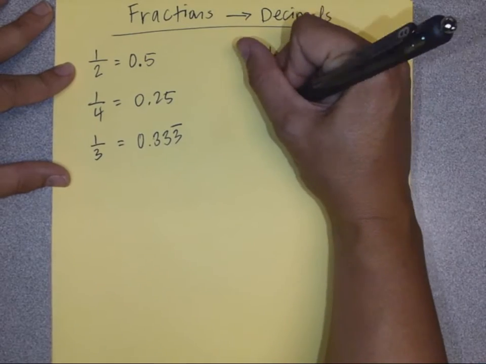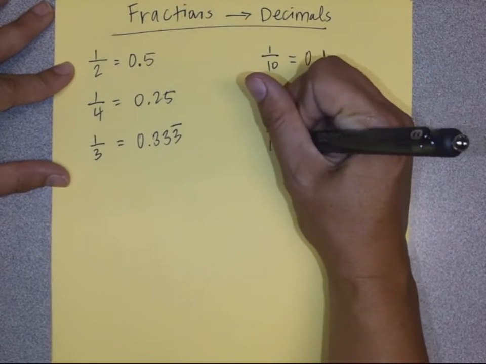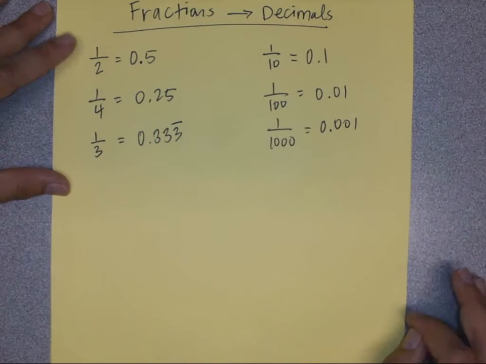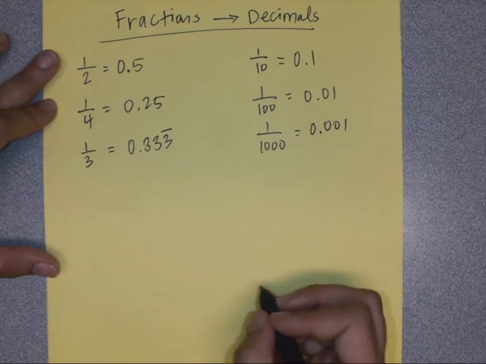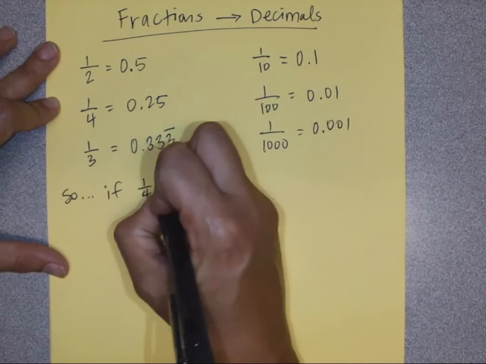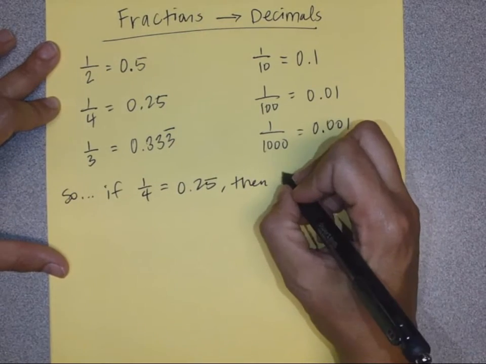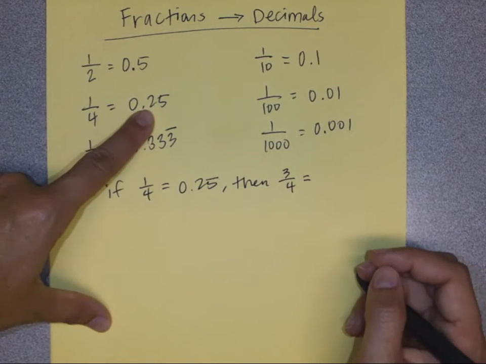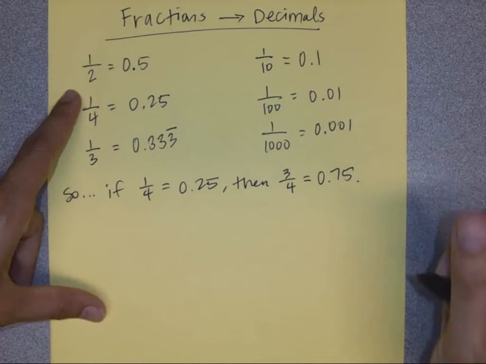We also have 1/100th, which would be a 1 in the hundredths place, and 1/1000th would be a 1 in the thousandth place. Just based off of this information, you can get some other fractions. So if 1/4 is equal to 25/100ths, then we could think 3/4 equals 3 of those, and 3 sets of 25 would be 75, so this would be 75/100ths.